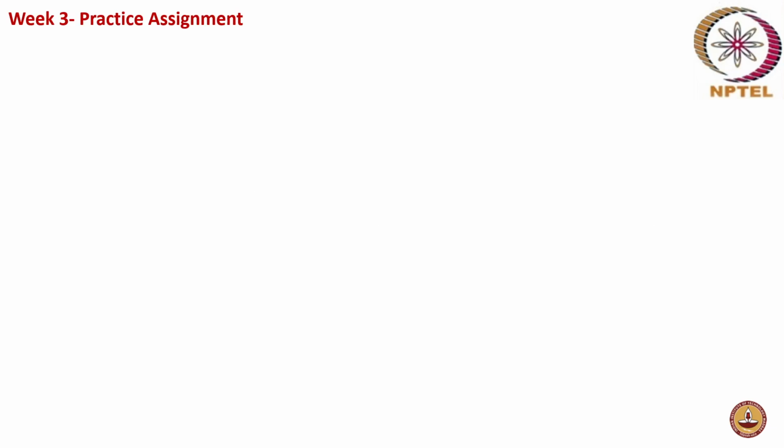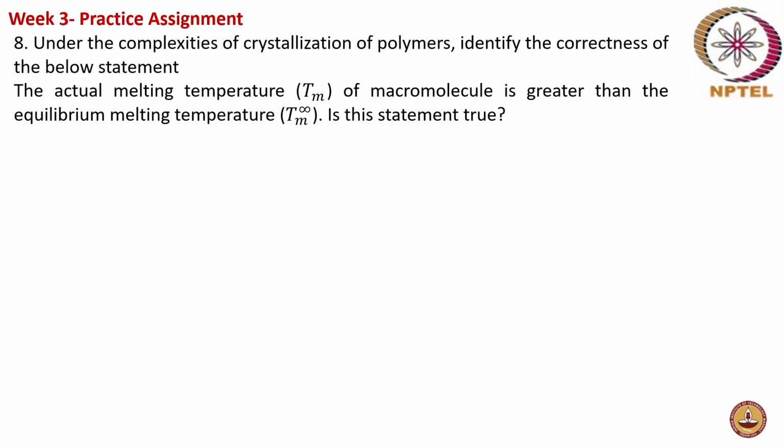Right, now let's move on to the next question. Under the complexities of crystallization of polymers discussed, now you have to identify the correctness of the below statement. The actual melting temperature of a macromolecule is greater than the equilibrium melting temperature. Is it true? So there was a discussion on complexities of crystallization in polymers, right? In amorphous and crystalline polymer, lecture 18 and 19. Yes. So, I think the statement is false.